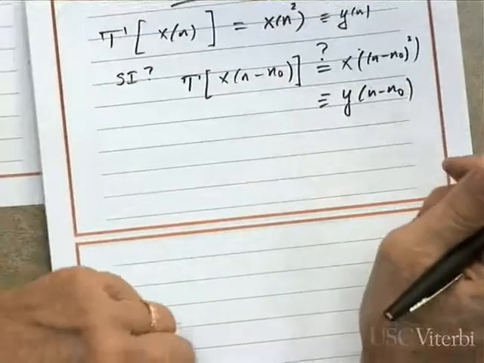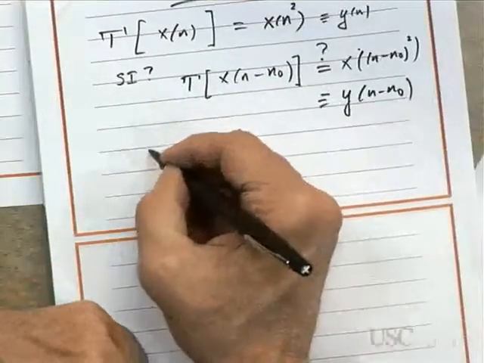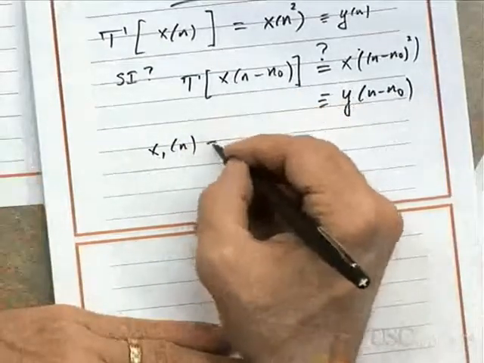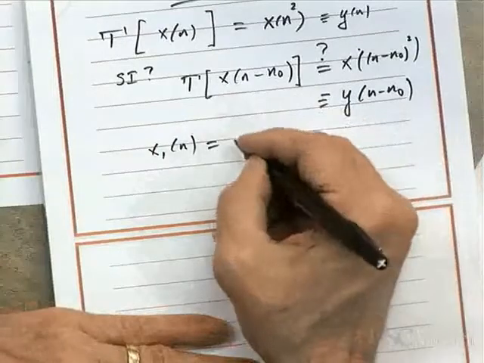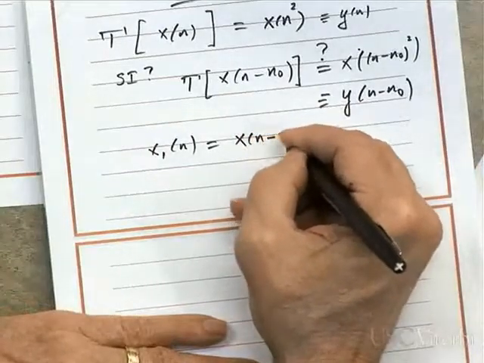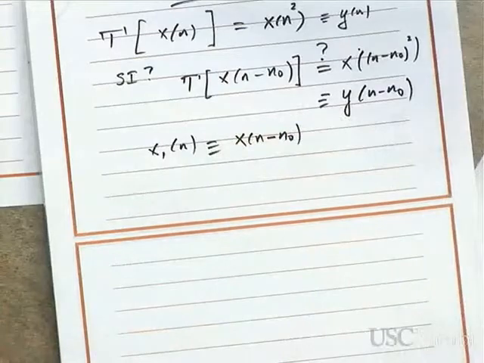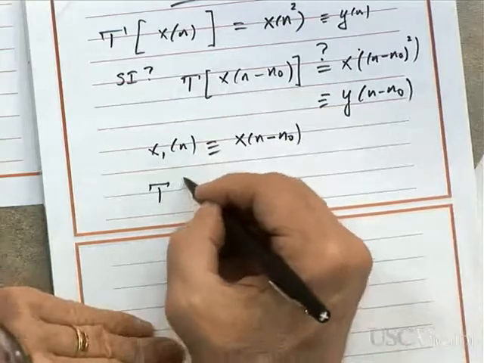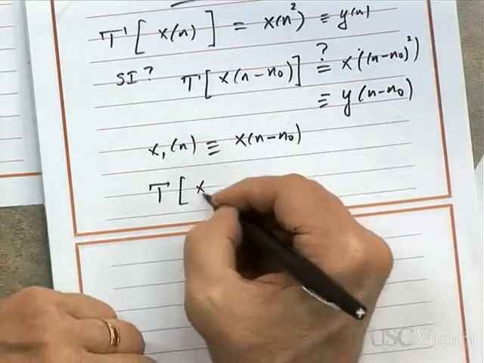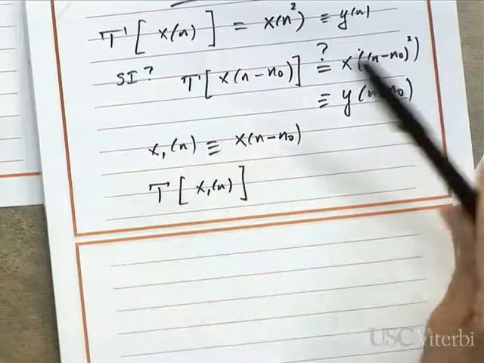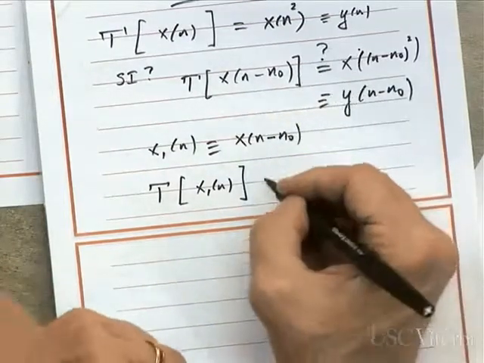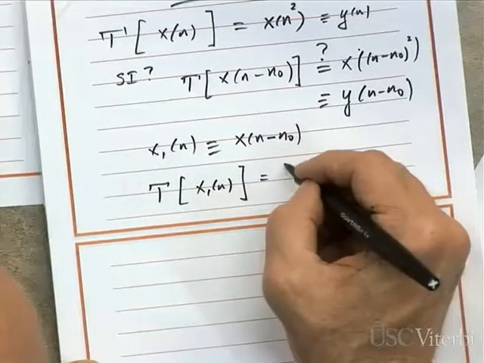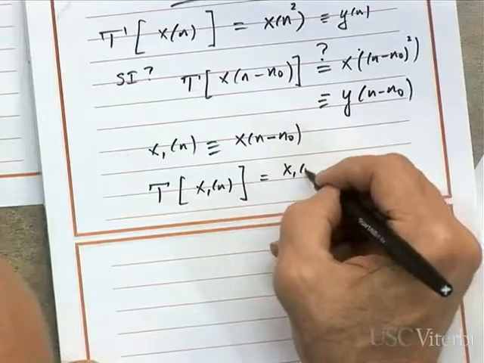The way I like to analyze systems like this, I first do it in two steps. First, I know this may seem kind of crazy, but I define another function. Let's call that x1, and it will be defined to be the shifted version of x. I will call that x1 of n. And now what would be my system response to x1 of n? Get the idea? So it's a little bit easier to deal with this. Well, that would clearly be equal to x1 of n squared, okay?